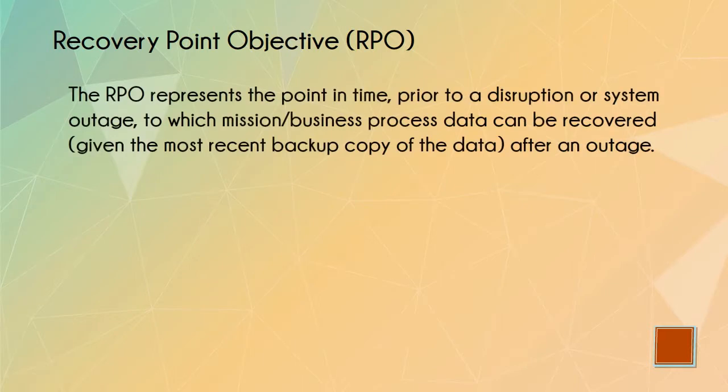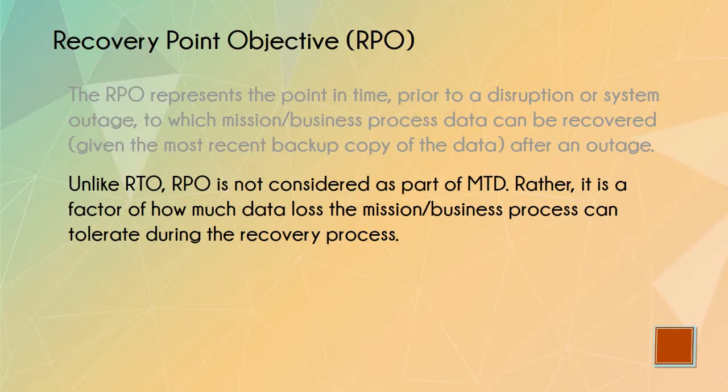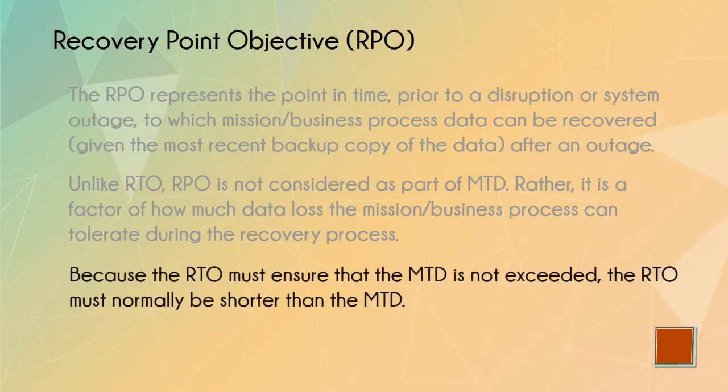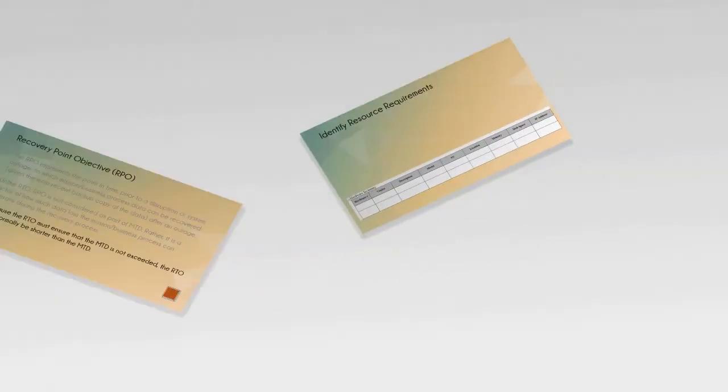Recovery point objective. The RPO represents the point in time prior to a disruption or system outage to which mission business process data can be recovered, given the most recent backup copy of the data after an outage. Unlike RTO, RPO is not considered as part of MTD. Rather, it is a factor of how much data loss the mission business process can tolerate during the recovery process. Because the RTO must ensure that the MTD is not exceeded, the RTO must normally be shorter than the MTD.